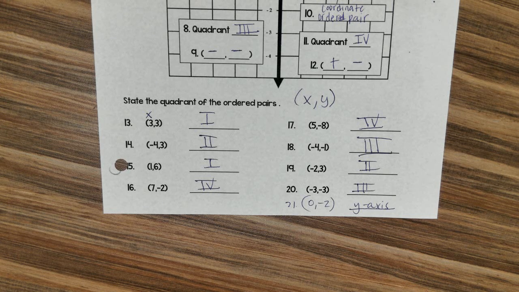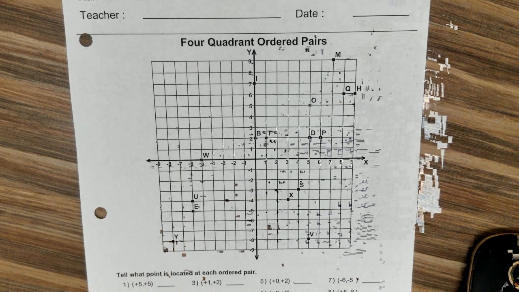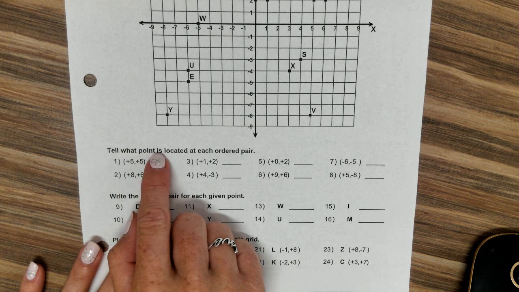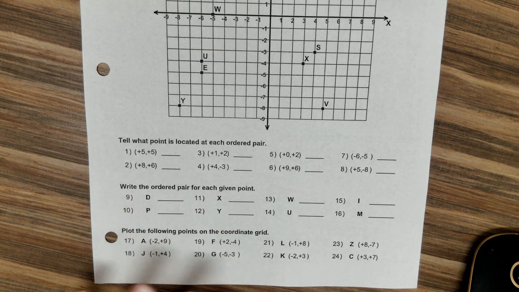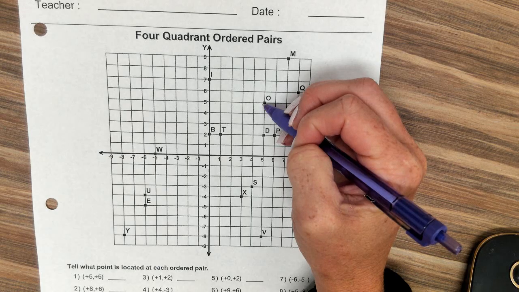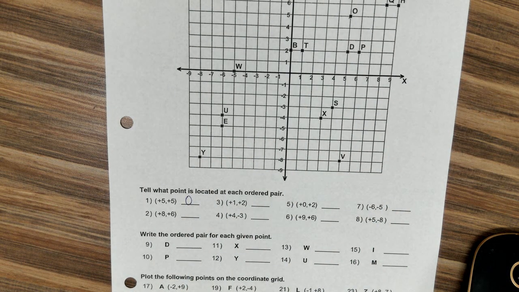Does everybody understand that? All right, so today your assignment is going to be graphing points and plotting points, and that's it. Super, super easy, yes? Okay, so on the front, make sure you put your name. You are going to tell what point is located in each pair. So this says positive 5, so I go to 5, 5. What point is that at? O, and I would put an O. Does everybody understand how to do that part?